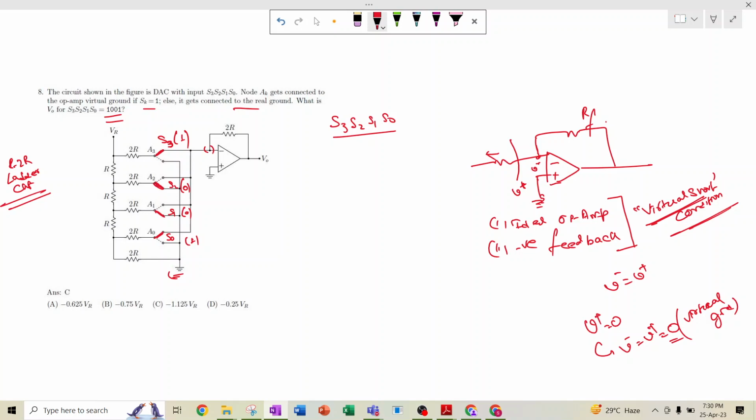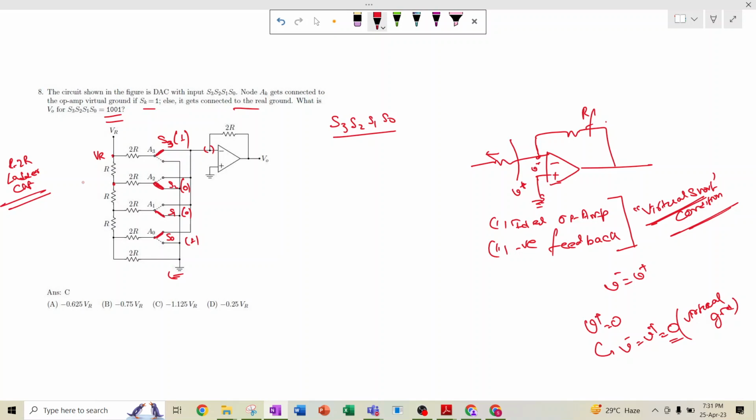Okay, now what happens? See this thing. So here the VR voltage appears over here, so it is VR. Now what is the voltage over there? If we want to determine it, we have to see the Thevenin equivalent voltage and Thevenin equivalent resistance over there.